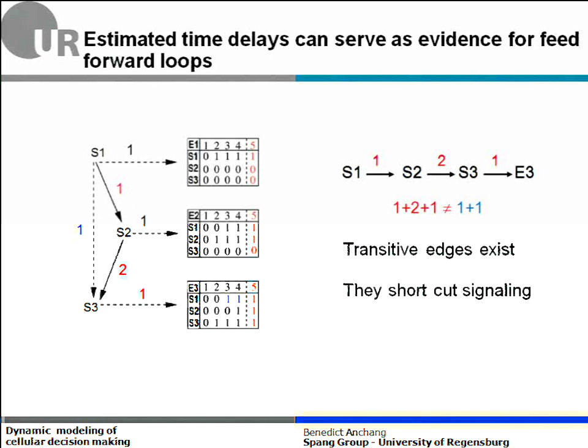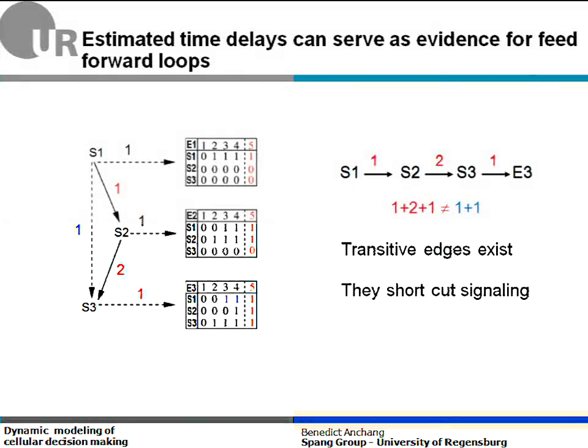And if you consider the longer path S1, S2, S3, and E3, you see that if we intervene at S1 and we look at E2, we see a 2-unit time delay for the signal to move from S1 to E2. However, if we intervene at S2 and we look at the time it reaches E2, it's just a 1-unit time delay. So this gives us evidence of a 1-unit time delay between S1 and S2. Similarly, if we intervene at S2 and look at E3, we have a 3-unit time delay. And if we intervene at S3 and we look at E3, we have just a 1-unit time delay. So this gives us evidence of a 2-unit time delay between S2 and S3.